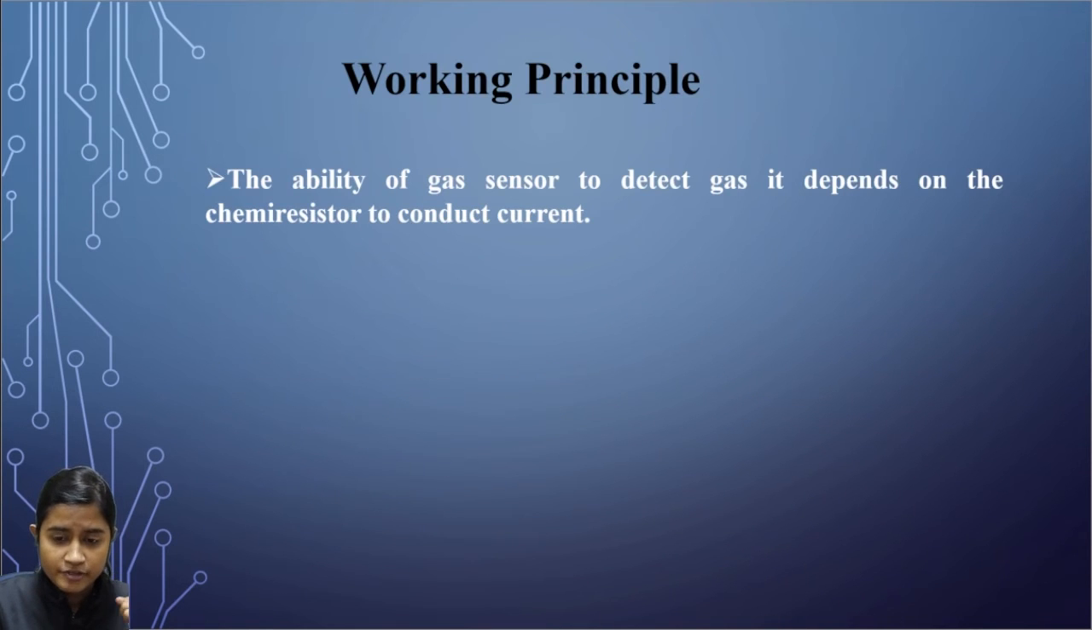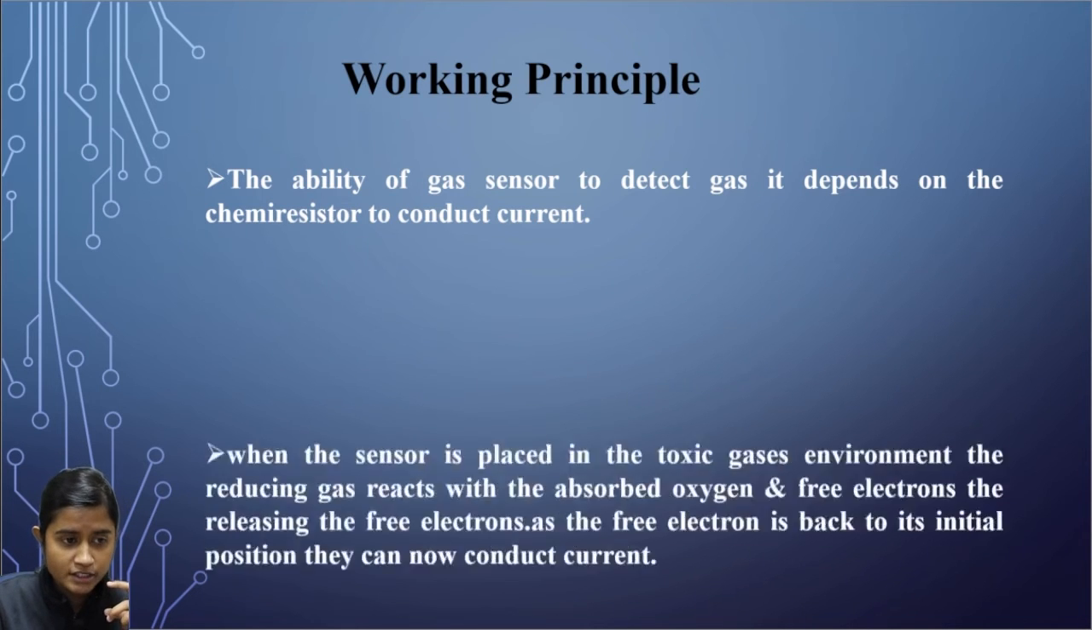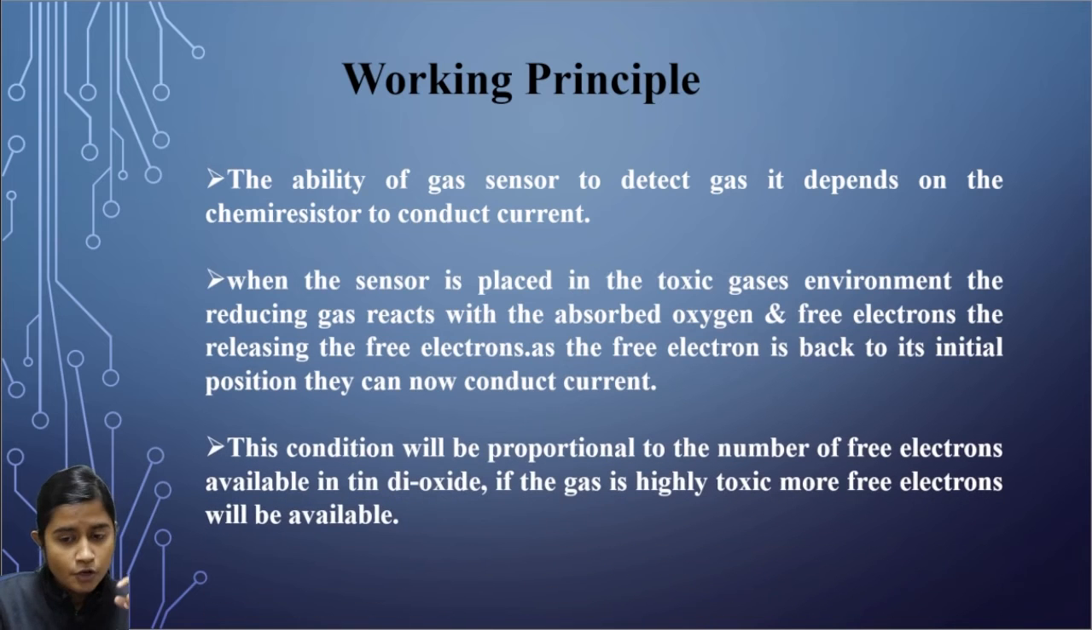Working principle of gas sensor. The ability of the gas sensor to detect gas depends on the chemiresistor to conduct current. When the gas is near the sensor, the sensing layer, that is tin dioxide, senses the concentration of the gas and generates a change in electrical resistance. The chemiresistor changes its resistance value based on the particular gas in the environment. Then the electrode, this is the junction where the output of the sensing layer is connected to the electrode line.